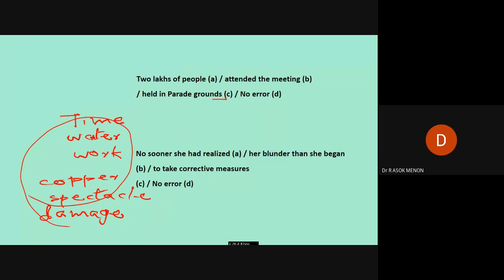Now let's go to the next question. No sooner she had realized her blunder than she began to take corrective measures. So this is a regular grammatical question. There is a proper grammatical error in this area. Kishore says A contains a mistake: no sooner she had realized. Shamim says it is A.